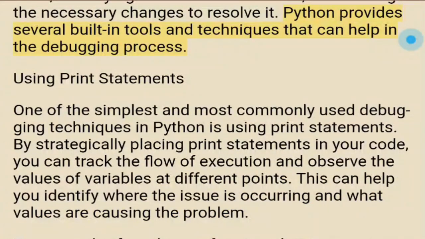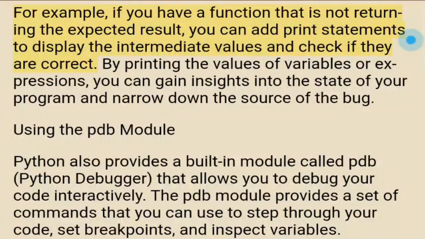Python provides several built-in tools and techniques that can help in the debugging process. Using print statements. One of the simplest and most commonly used debugging techniques in Python is using print statements. By strategically placing print statements in your code, you can track the flow of execution and observe the values of variables at different points. This can help you identify where the issue is occurring and what values are causing the problem. For example, if you have a function that is not returning the expected result, you can add print statements to display the intermediate values and check if they are correct.